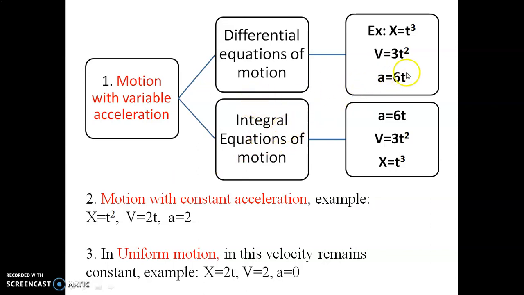Here the important point to be noted is that we are discussing this example under the title motion with variable acceleration. Here we can observe, if I put t is equal to 1, what value of acceleration do I get? That is equal to 6. If I put t is equal to 2, that is 6 into 2, that is 12. If I put t is equal to 3, 6 into 3, that is 18.